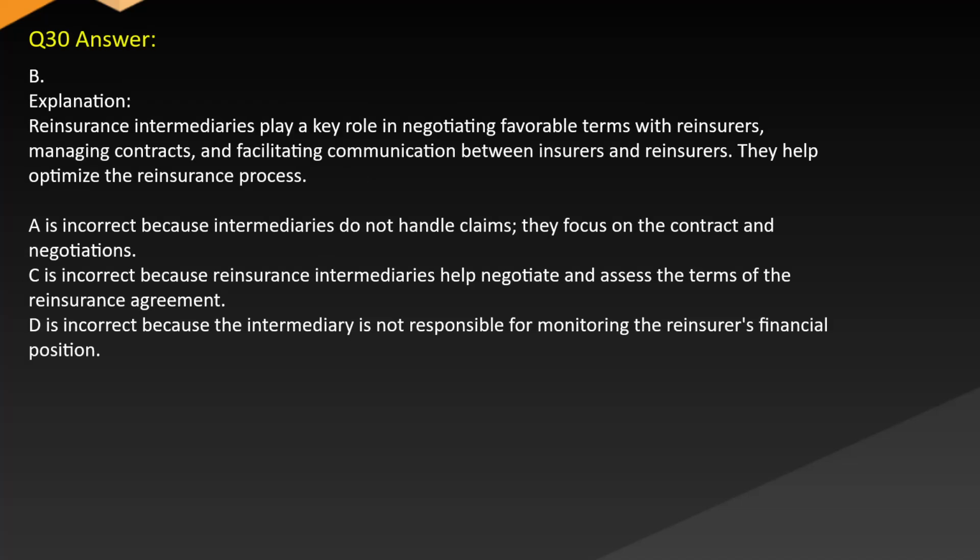Answer: B. Explanation: Reinsurance intermediaries play a key role in negotiating favorable terms with reinsurers, managing contracts, and facilitating communication between insurers and reinsurers. They help optimize the reinsurance process. A is incorrect because intermediaries do not handle claims. They focus on the contract and negotiations. C is incorrect because reinsurance intermediaries help negotiate and assess the terms of the reinsurance agreement. D is incorrect because the intermediary is not responsible for monitoring the reinsurer's financial position.